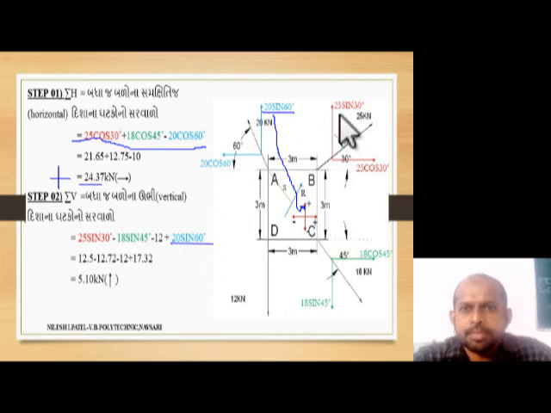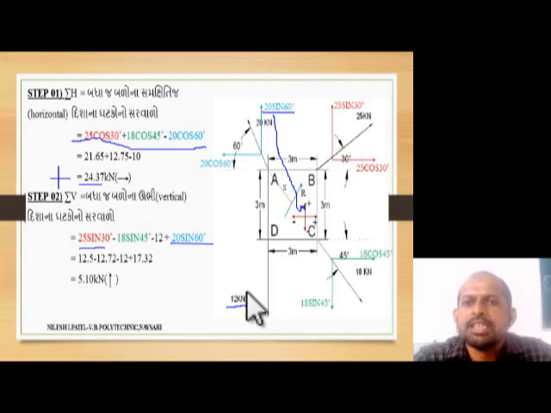Then 25 sin 30 degree, which is also positive. But 18 sin 45 degree moves in the downward direction, and downward direction is negative. So it is -18 sin 45 degree. And at point D, the 12 kilonewton force moves in the downward direction, જે નીચેની દિશામાં જાય છે એટલા માટે એ પણ નેગેટિવ આવશે.